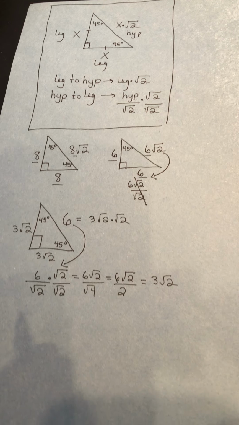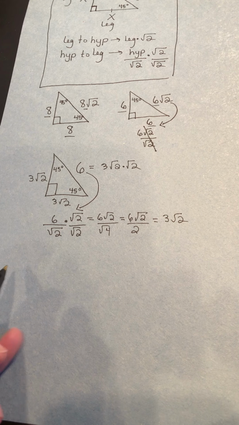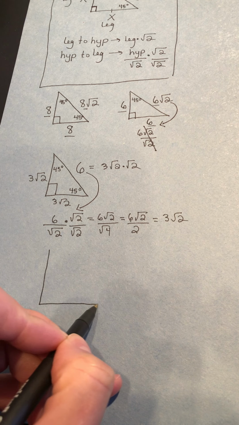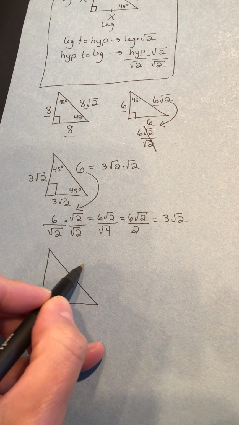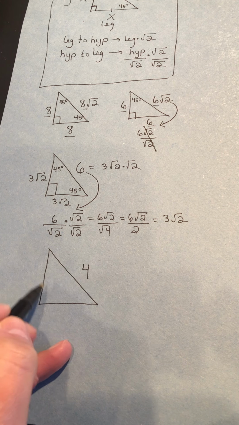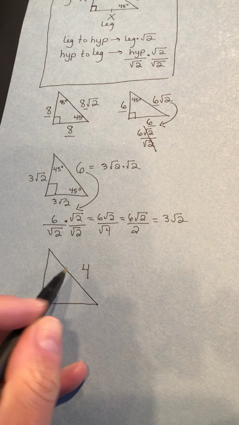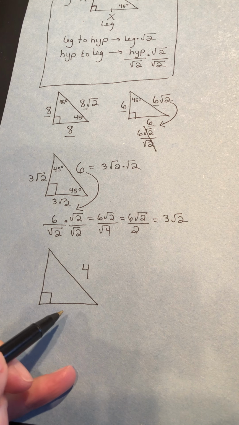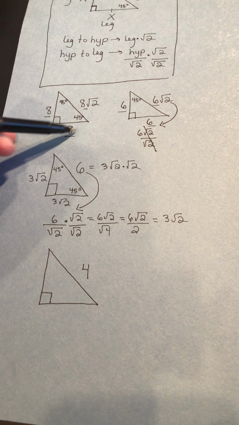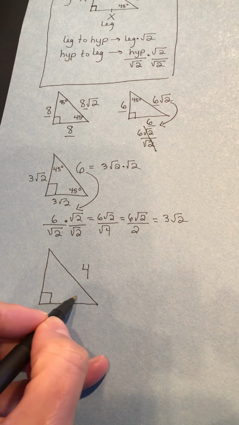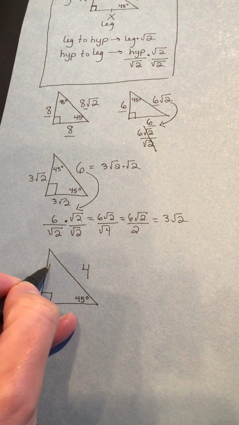All right, let's try another example. Let's try an example where the hypotenuse is 4. And I'm doing a lot of these examples because it's harder to go from the hypotenuse to the leg. It's actually easy to go from the leg to the hypotenuse, and I know you guys can do that pretty easily. So I'm purposely working on some harder examples for you.